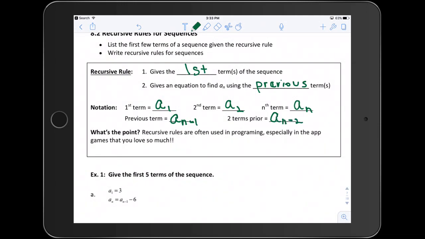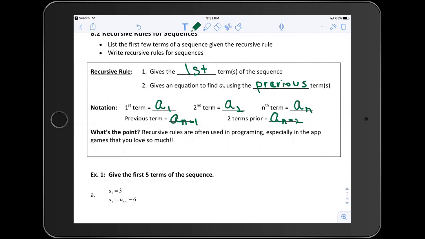So it's all about positioning, really. We know a sub 1 is the first position, a sub 2 is the second position, a sub n is anywhere along the sequence. But if you see a sub n minus 1, that's talking about the term before the one you're currently talking about. So if you're referring to a sub 1, you're talking about a sub 0. If you're talking about a sub 2, you're talking about a sub 1, and so on. And again, we'll do some practice here so you understand what I'm saying in general.